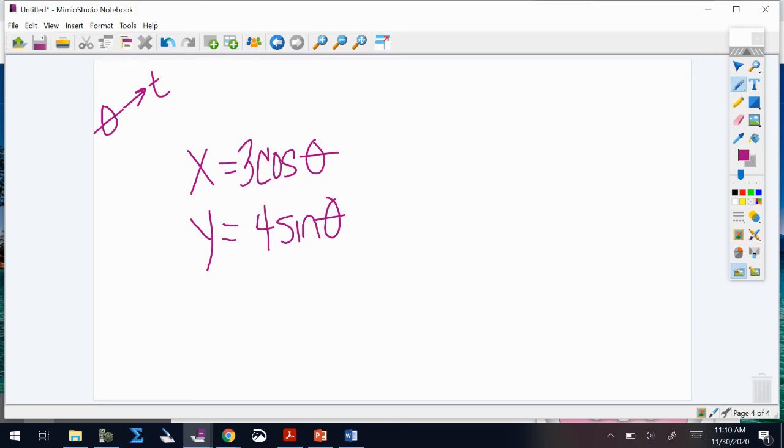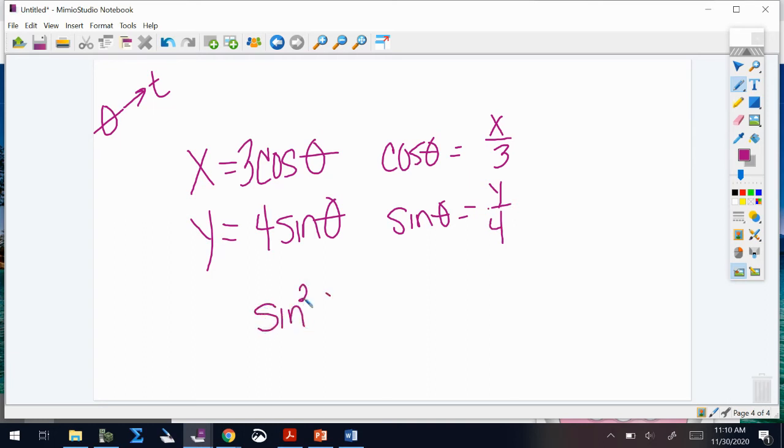If I want to rewrite that as Cartesian, I actually need to isolate the cosine and the sine. So cosine would be equivalent to x over 3, and sine of theta would be equivalent to y over 4. And then the way I work with this is I go into my Pythagorean identity, which is sine squared plus cosine squared equals 1, our most basic Pythagorean identity.